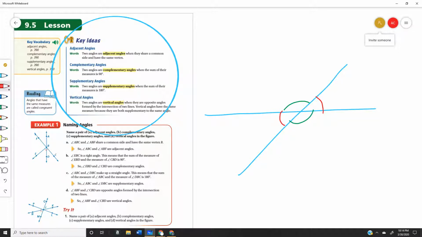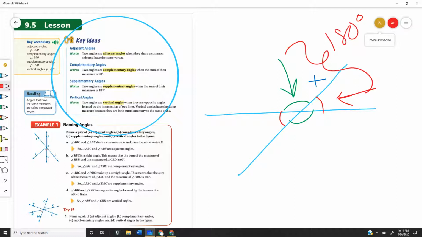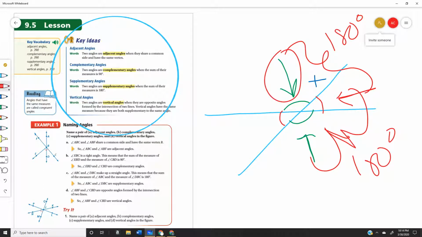So what that means is that the green one right here plus this red one right here, they equal 180 degrees. And if you look, you'll notice that this green one plus that same red angle equal 180 degrees. That means they share this angle right here and this angle right here. They're opposite, and they share this angle right here.